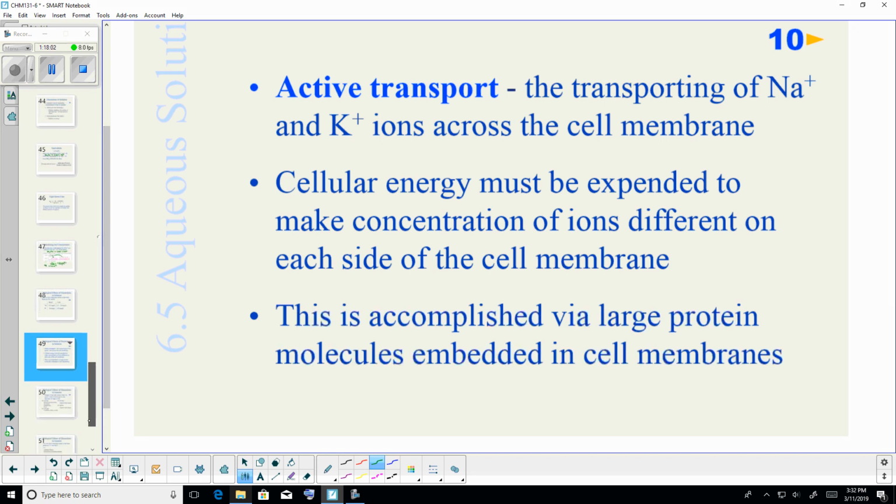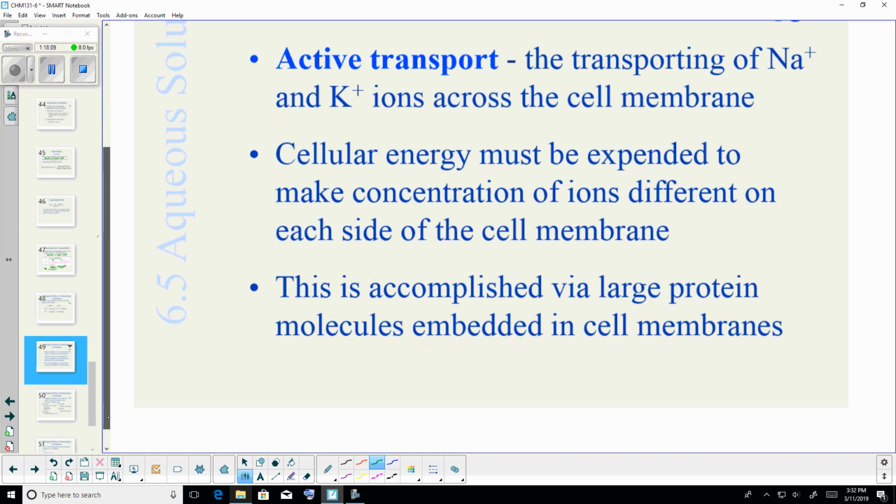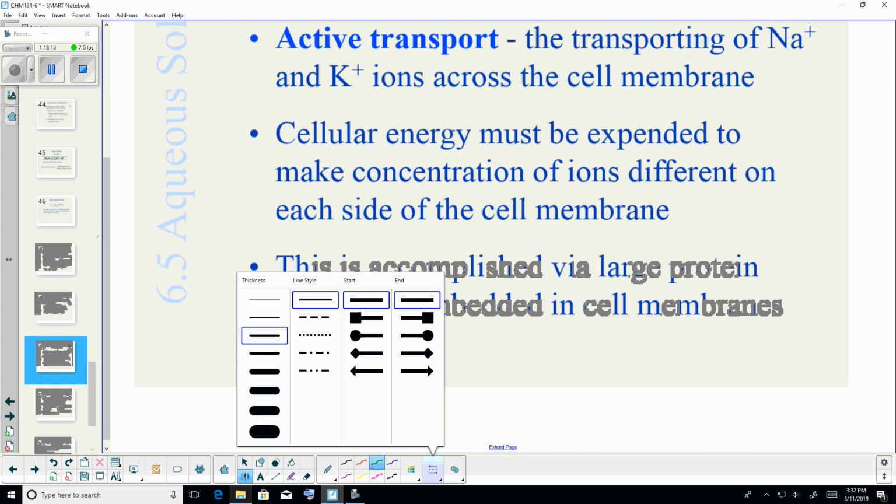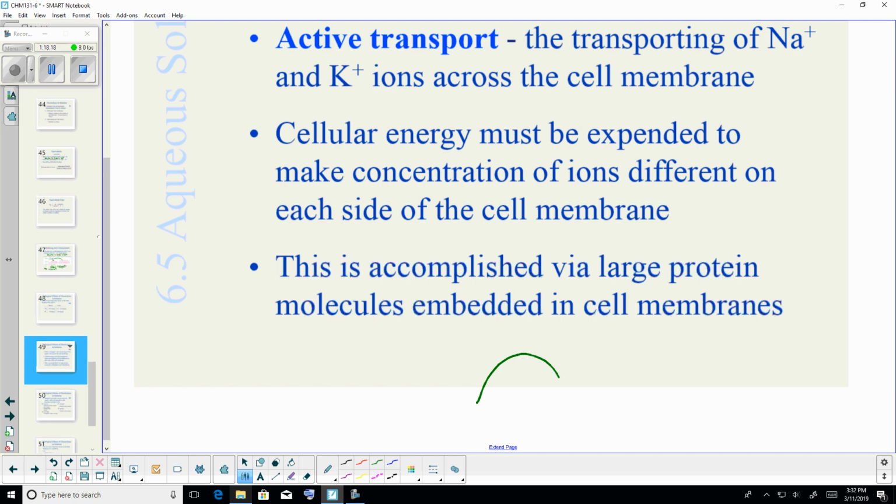Do we have a picture? We don't have a picture. If you look at a cell membrane, this is a cell membrane, the inner and the outer membrane. Across the two, you have a protein molecule. And it's sort of like a tunnel.